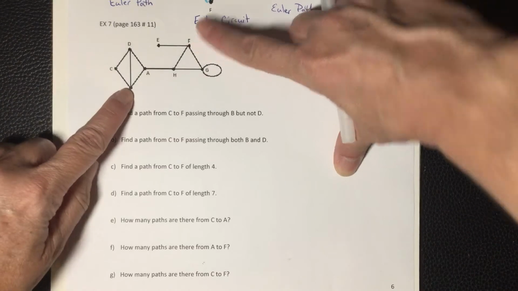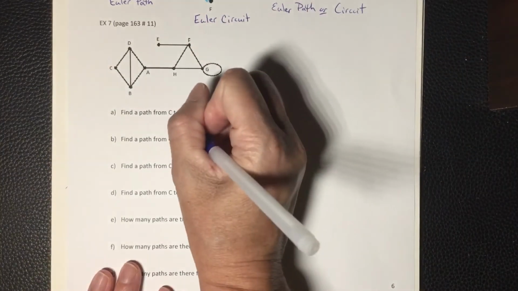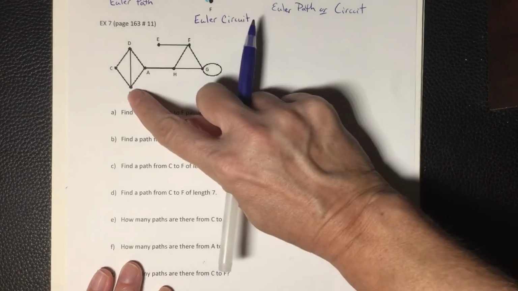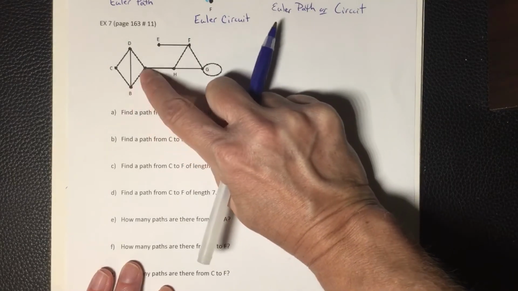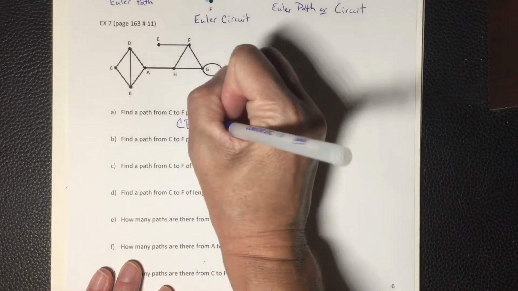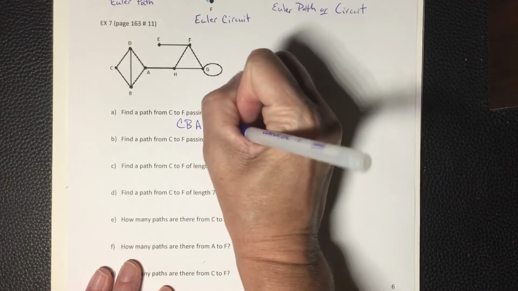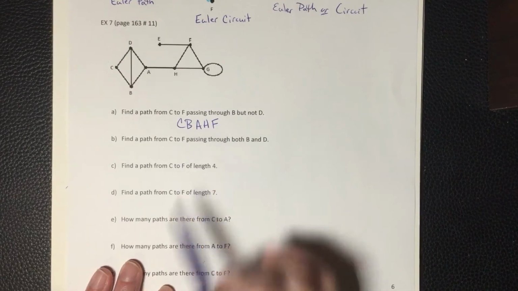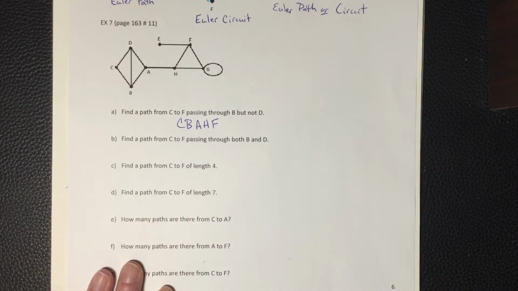So it looks like we're going to start by going down to B. So we go C to B. And if we want to end up at F, probably the easiest way to go is A, H, F. So that's not the only option, but it just asks us for a path. So this would give us the path. Notice it has 5 letters, so it would have length 4.